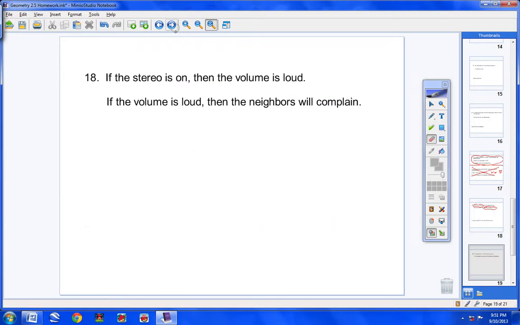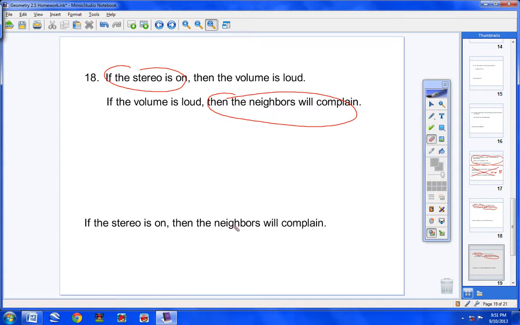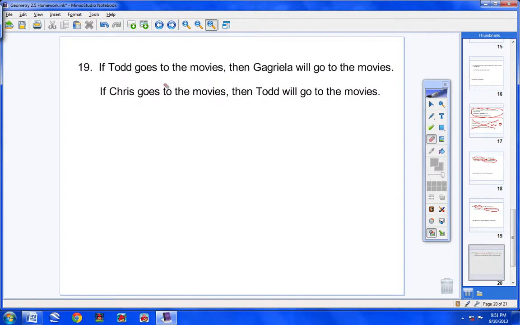There it is. All right, number 18. If the stereo is on, then the volume is loud. If the volume is loud, then the neighbors will complain. So I can state, if the stereo is on, then the neighbors will complain. There we go. Moving on to number 19.